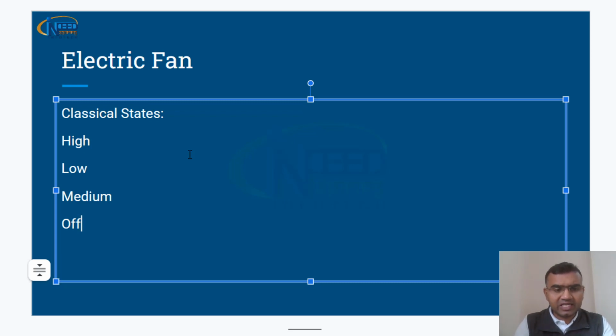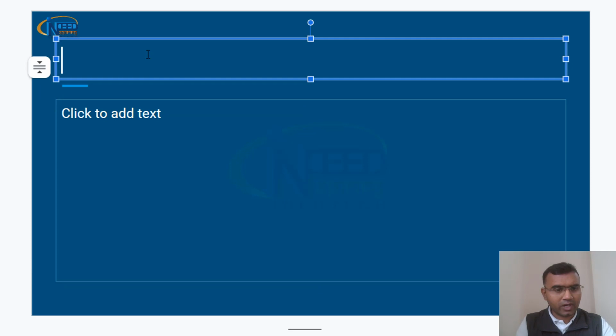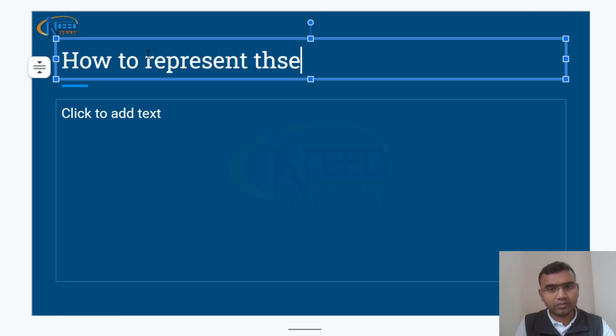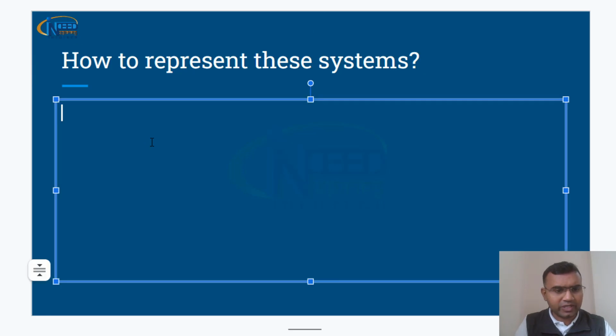Now we need to represent these systems somehow. For representation, let's say x is a bit. If x is a bit, then we can have the representation in curly brackets 0 comma 1. This is how, in a standard manner, we represent a set of binary numbers.